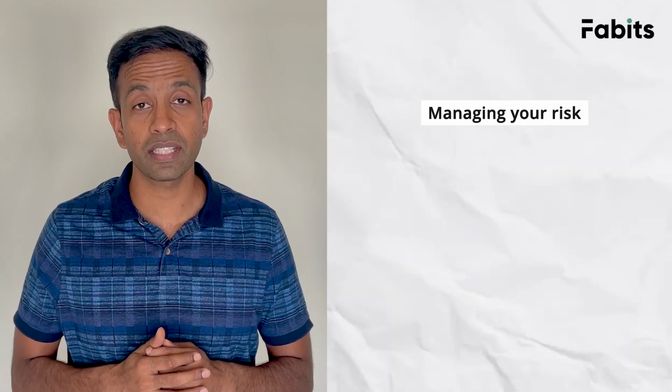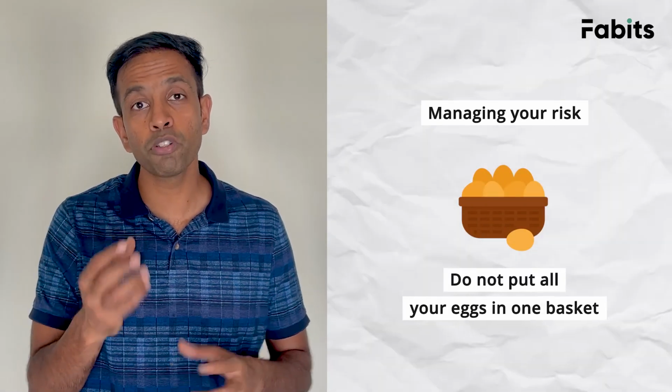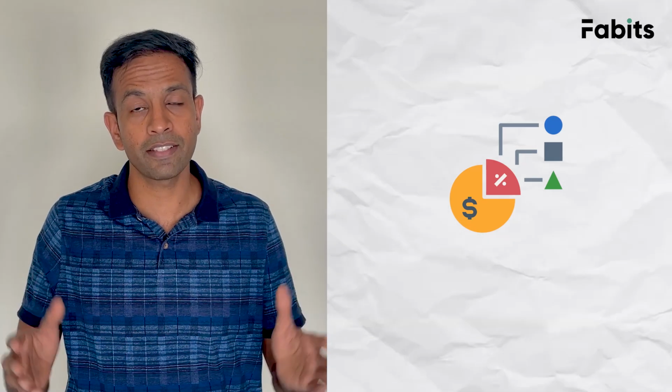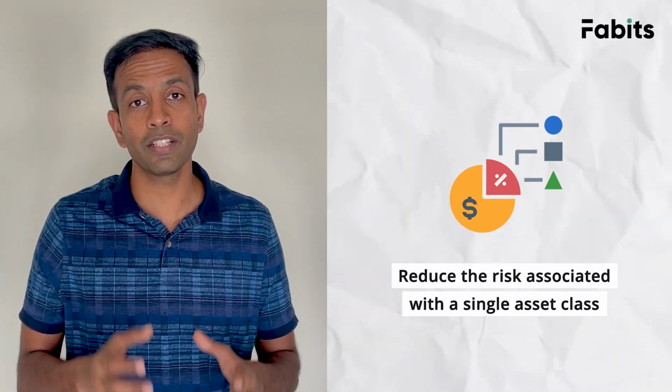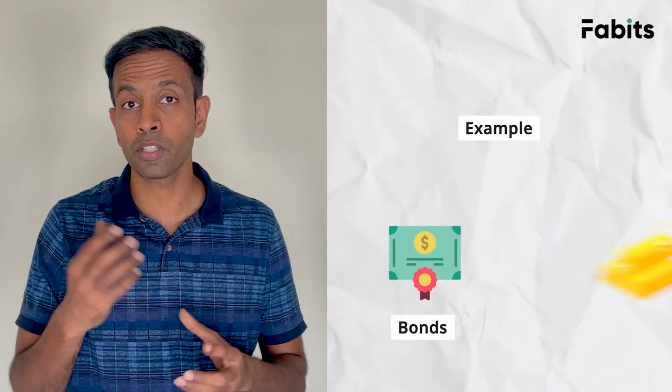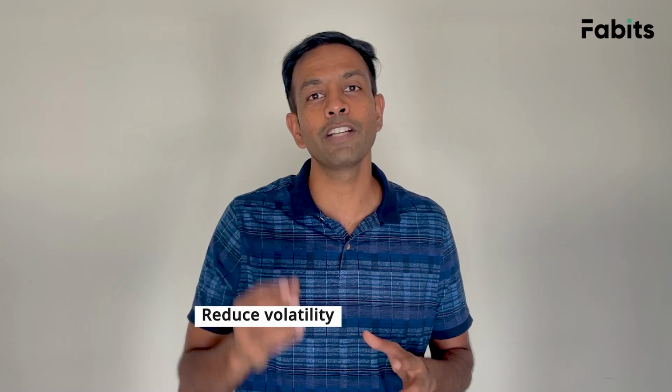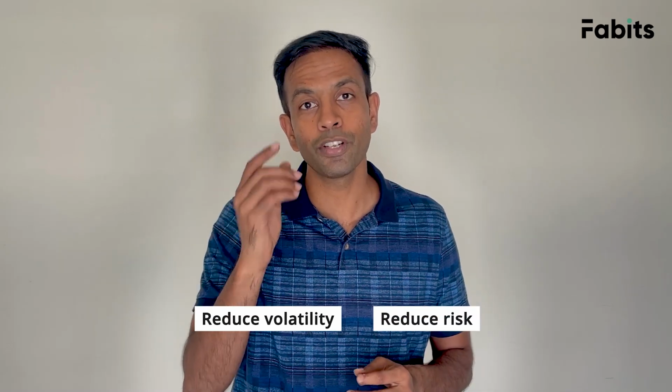Let's look at the benefits of asset allocation. 1. Managing your risk. As the cliche goes, you do not put all your eggs in one basket. By distributing your investments across various different assets, you reduce the risk associated with single asset investments. Several of these assets act as a hedge for other assets. For example, bonds and gold are known to act as a hedge for equity investments. These assets provide a cushion or a safety net during turbulent market conditions. Thus, by distributing your investment across assets, you can effectively reduce volatility and reduce your risk.